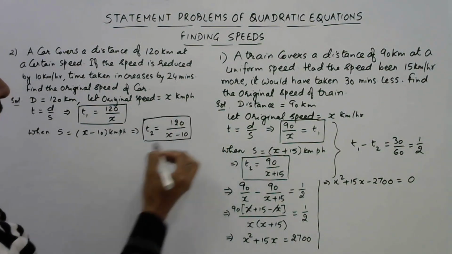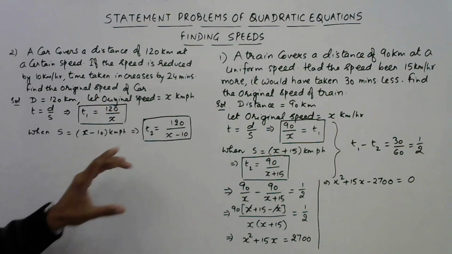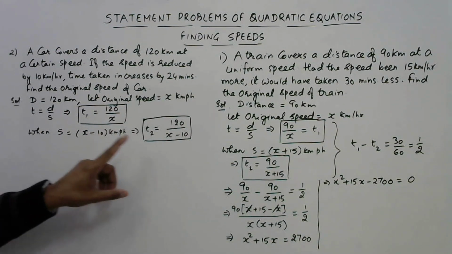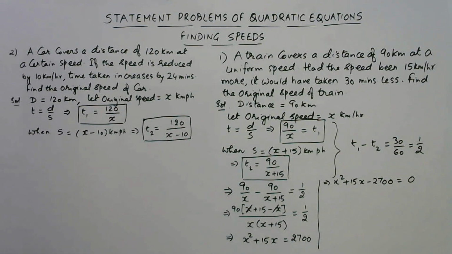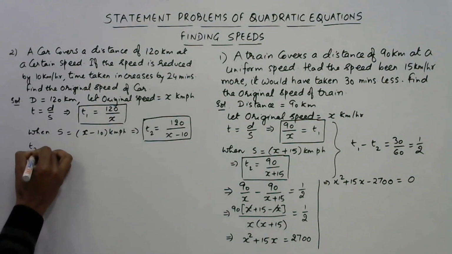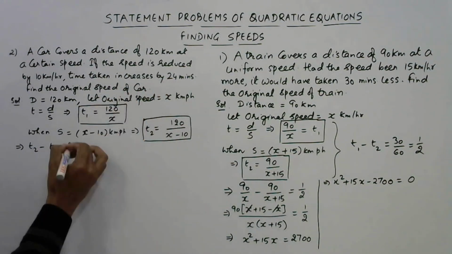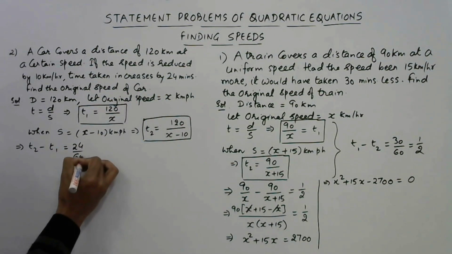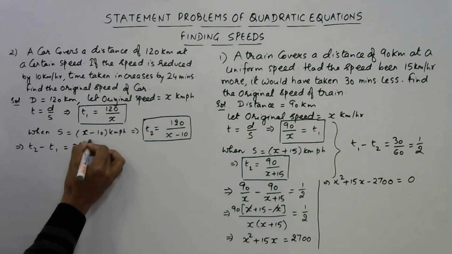And this is T2. Now again you need to find out which of the two, T1 or T2, is greater. See here the speed is reduced, and whenever speed is reduced, time increases. So this time is more than this time. So we have T2 minus T1 as given in the question 24 minutes. So 24 by 60, you can cut this off by 12, so 2 by 5.